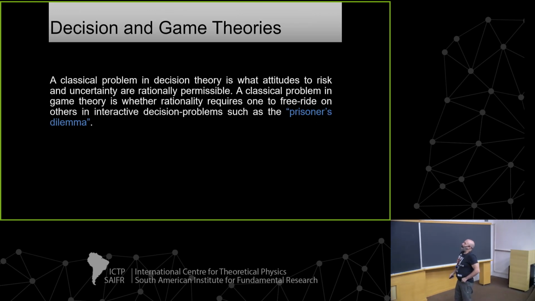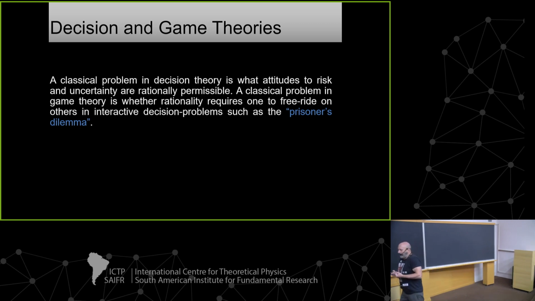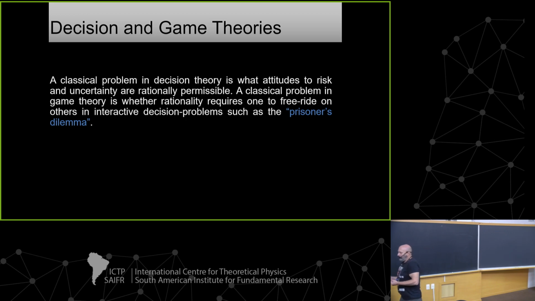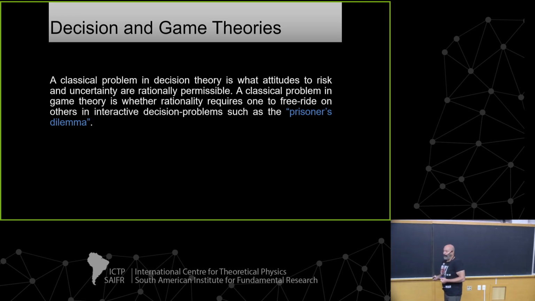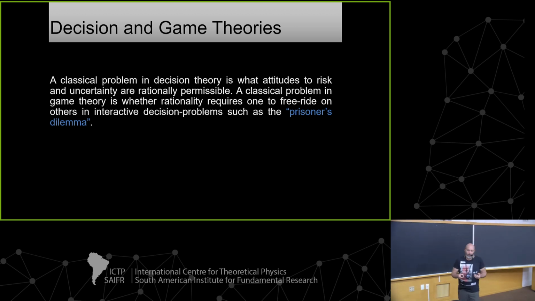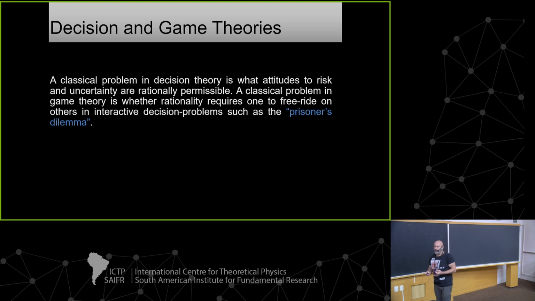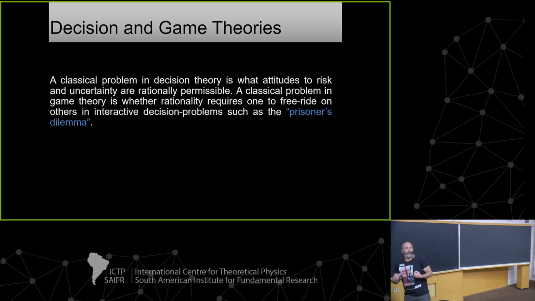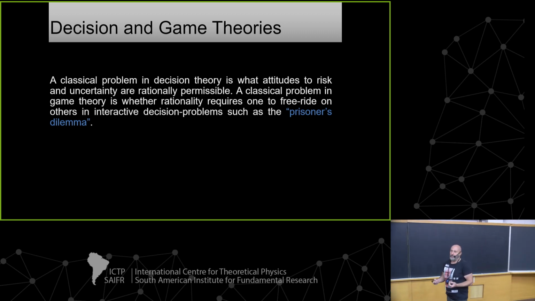talk about a classical problem in decision theory: for example, what attitude to risk and uncertainty are rationally permissible. I mean, what can I risk, what can I do. And the idea is that, as I told you, this risk and these concepts are only based on my own decisions, my own ideas, on my own history. Okay.